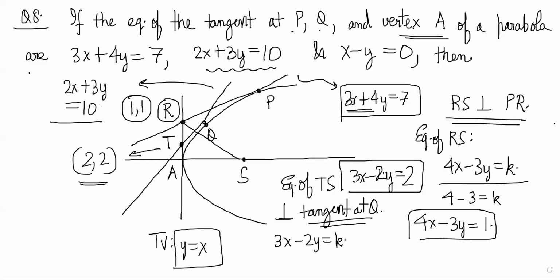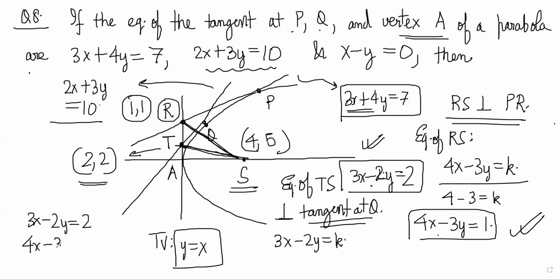So now we know the equations of both of the lines TS and RS. And we have used the property that TS and RS will be perpendicular to the two tangent equations, right? Now that we know the TS and RS equations, we just have to solve them together to find the location of the focus. The intersection point of this and this will come out to be (4, 5). So that becomes my focus. You can do that yourself. You have 3x minus 2y equals 2 and 4x minus 3y equals 1. You can see that (4, 5) satisfies both the equations, right? So that becomes the focus of the parabola.